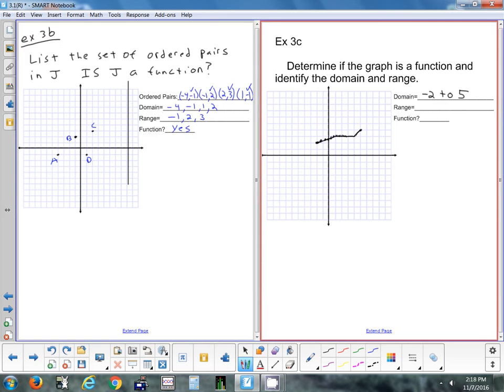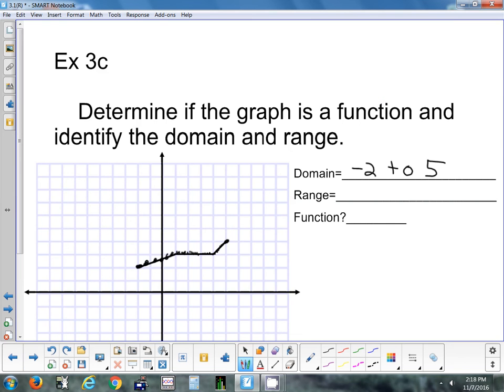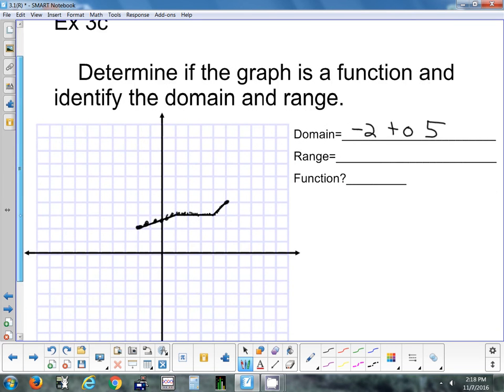You don't have points. Yeah, this isn't points. This one's connected. Okay? Points are just specific values, like 1, 2, 3, 4 points. When you have a line, it's a bunch of numbers between. Okay, that's how you write it, -2 to 5. How about the range? What's the lowest y value in this whole thing? What is it? Yep, okay.